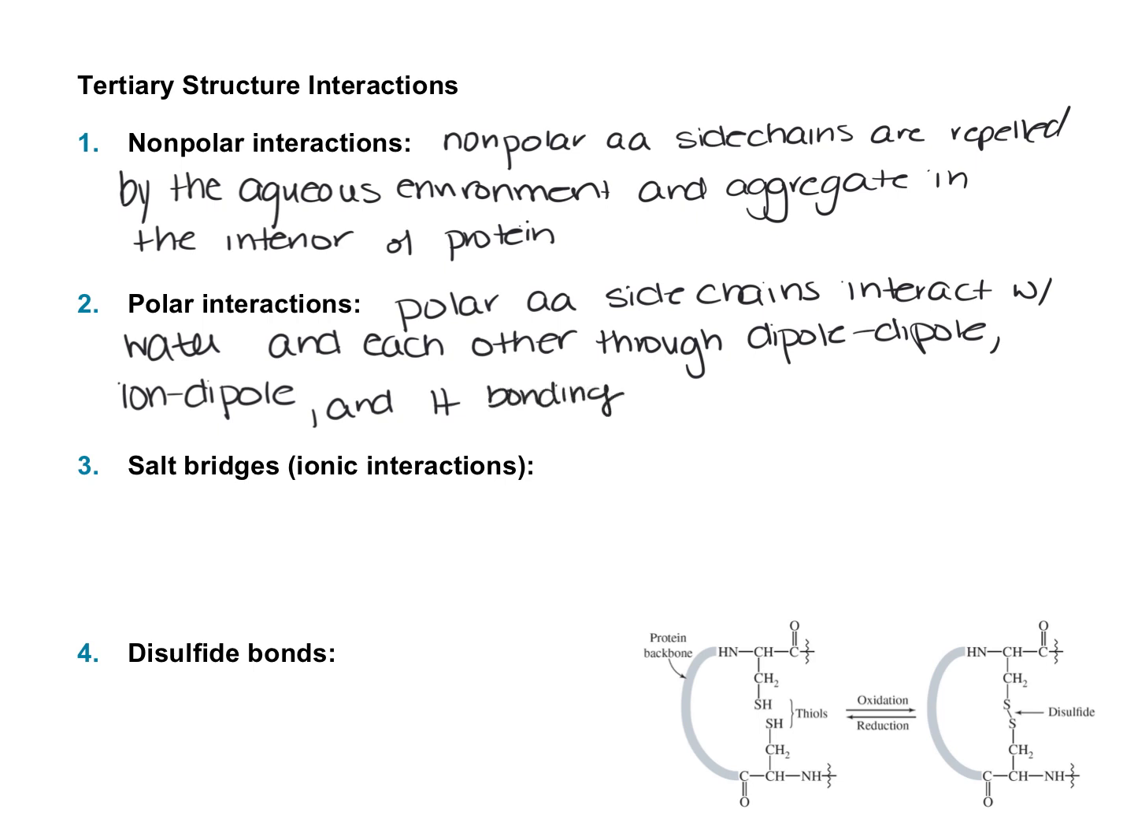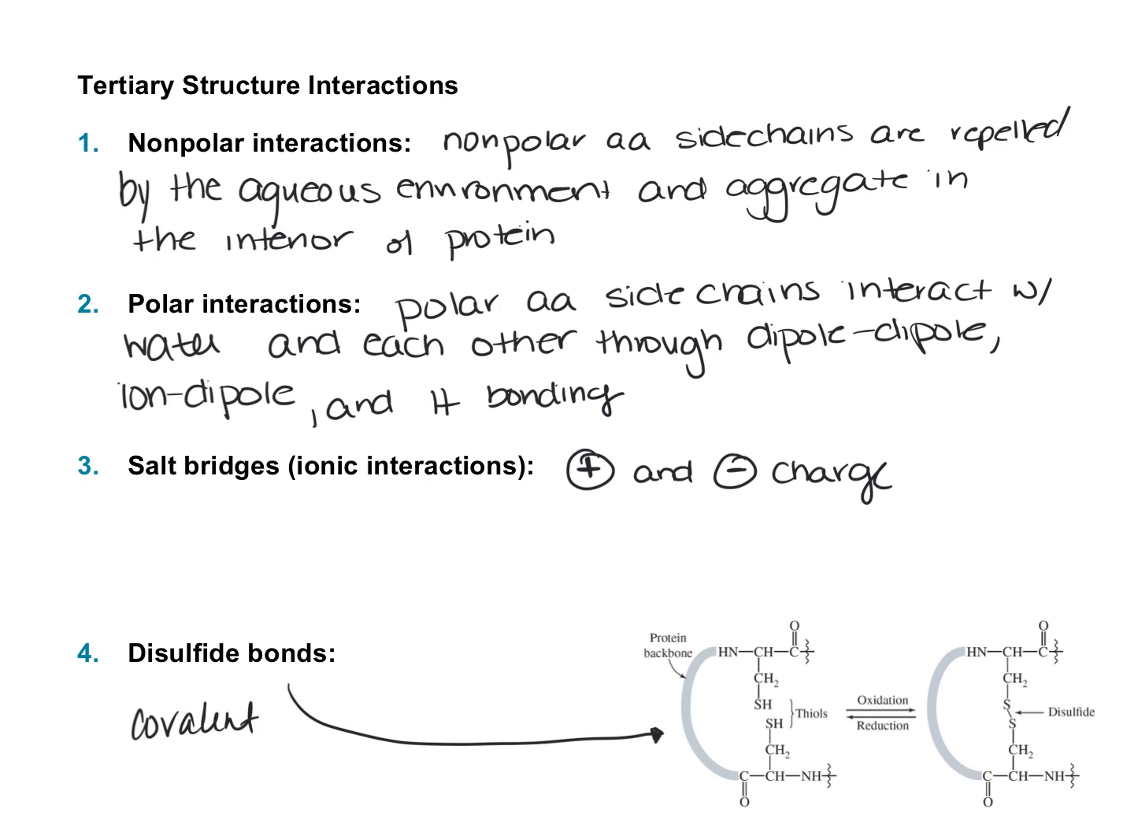Then we have salt bridges, which are also known as ionic interactions, and these are interactions between a positive and a negative charge. And then we have disulfide bonds, and we can see the disulfide bonds here, where two thiols react to form that disulfide bond. Now, this is a covalent bond.